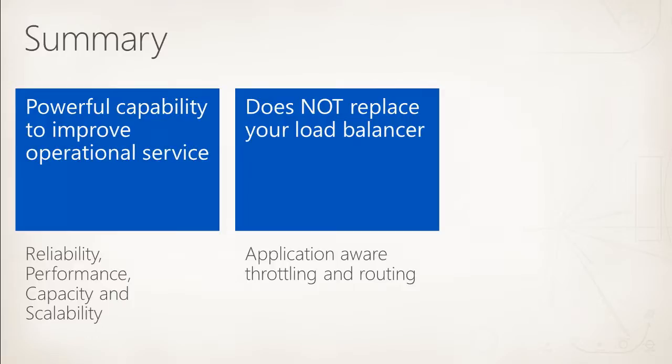This is application-aware throttling and routing. It's easier to think of this in comparison to something like the IIS application routing capability. So it doesn't replace the load balancer. You're still going to need the load balancer because this is a software proxy. It's not going to be able to handle the throughput you want for typical load balancing scenarios, especially in internet-facing deployments.